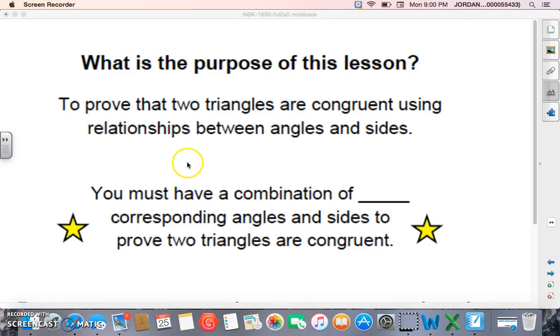Alright, so now we're also going to talk about ways to prove two triangles are congruent using some type of relationship between the angles and sides. There's only a few different ways you can do that. Not every combination of angles and sides proves two triangles are congruent, but you must have a combination of at least three. You've got to have at least three corresponding angles and sides to prove that two triangles are congruent.